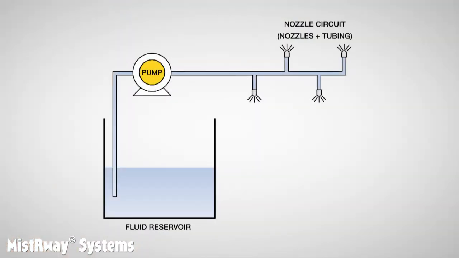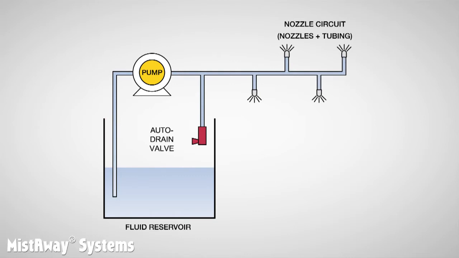Now it turns out that in addition to relieving pressure through the nozzles, the fluid can make its way backward through the pump and also relieve the pressure in the circuit, like so. But this can also take an unacceptably long time to happen. We need the nozzles to close quickly.